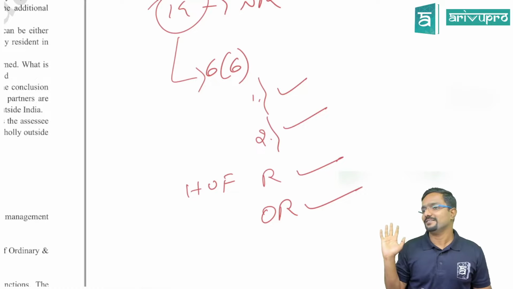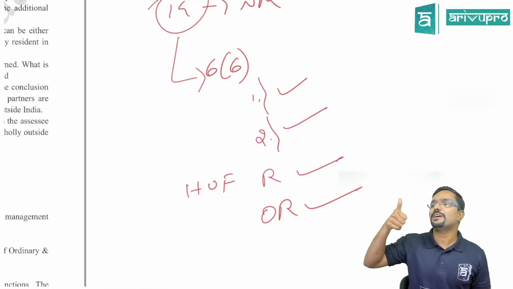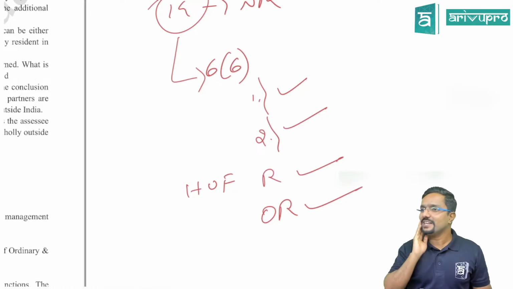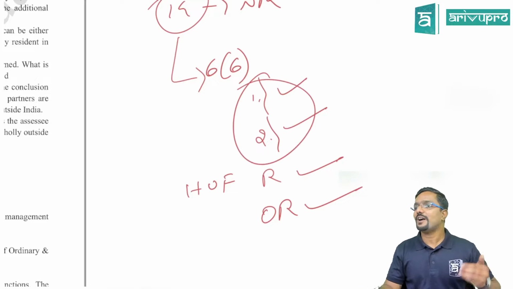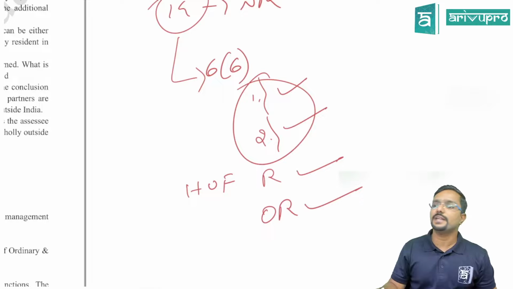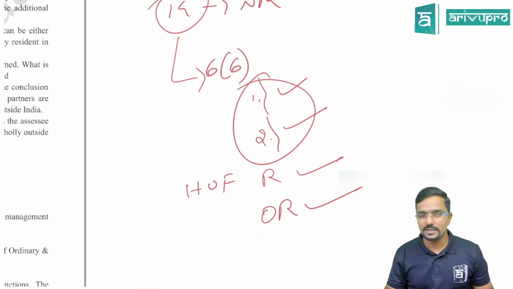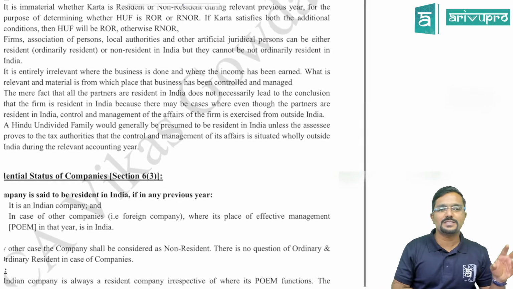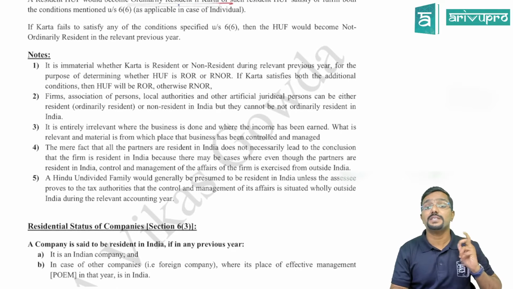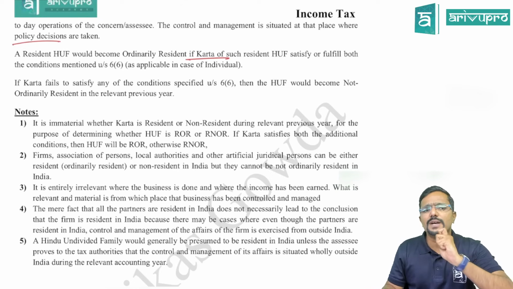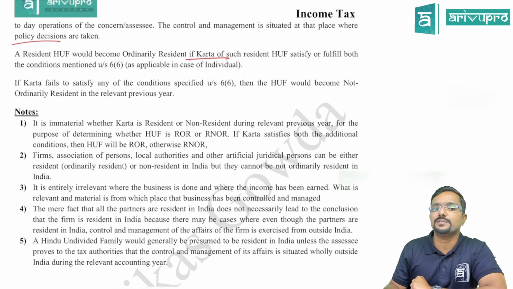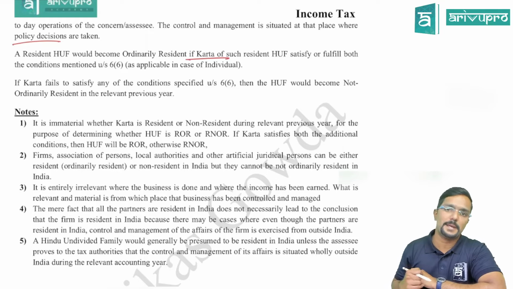Ordinary resident. Because when will Karta become ordinary resident? When he has satisfied both the conditions. So it is understood that he has satisfied both these conditions. So automatically HUF will also become ordinary resident. Clear? Yes. So all these are simple provisions only, but still they may twist and turn the questions. If Karta fails to satisfy any of the conditions specified under section 6(6), then the HUF would become what? Not ordinary resident in the relevant previous year.